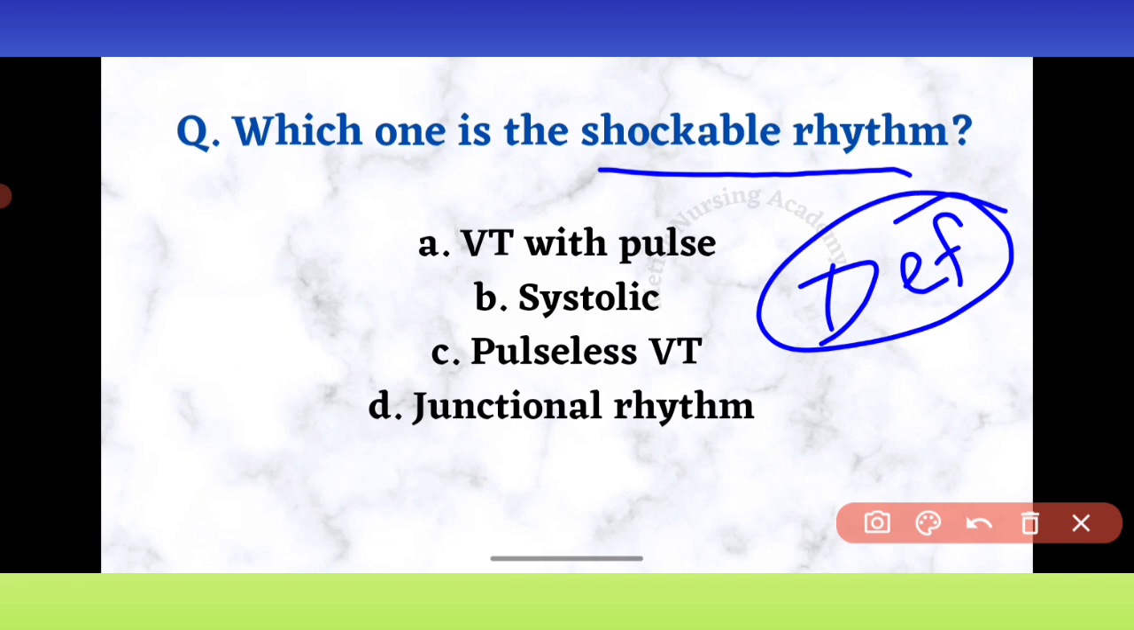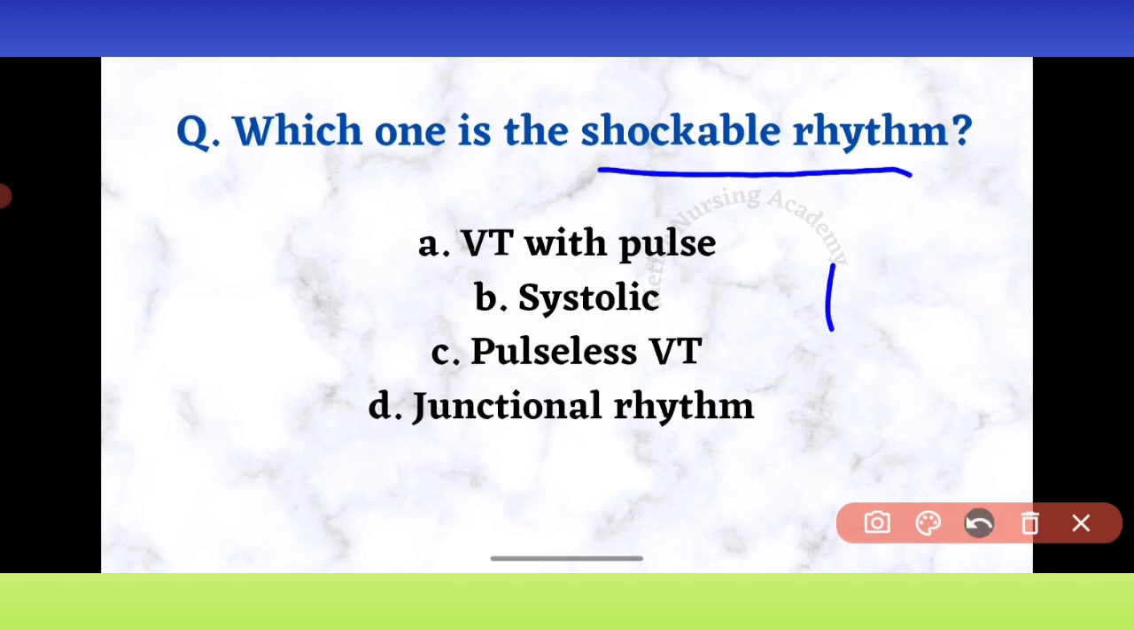The heart is functioning abnormally and we are going to restart the heart by means of a machine called a defibrillator, and it will give a shock to the heart and restart it. This is called shockable rhythm. So in which condition are we supposed to use this? And 4 options they have given here: VT with pulse, pulseless VT, systolic and junctional rhythm. Among these 4, which is the right answer?